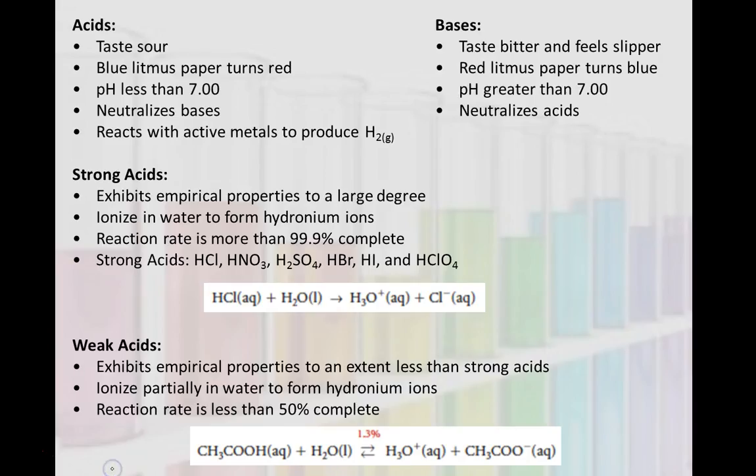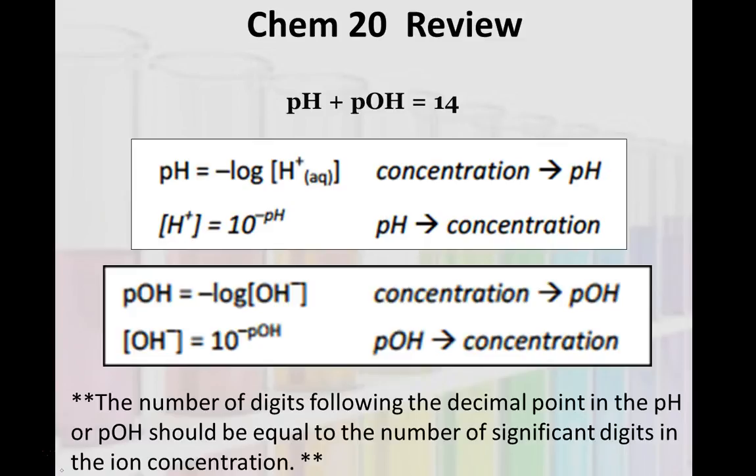So there's all the formulas. pH plus pOH equals 14. So if the pH of something is 2, the pOH is 12, right? They both should total up to 14. To figure out the pH or pOH, we take the negative log of the concentration, right?